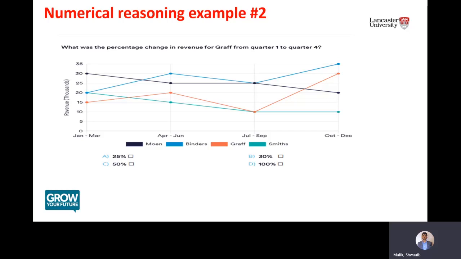Graph, if we look, is the orange line. So we need to ignore the blue, black, and the green line. We just need to focus on the orange line. And we need to focus on Q1 and Q4, which is January to March and October to December.